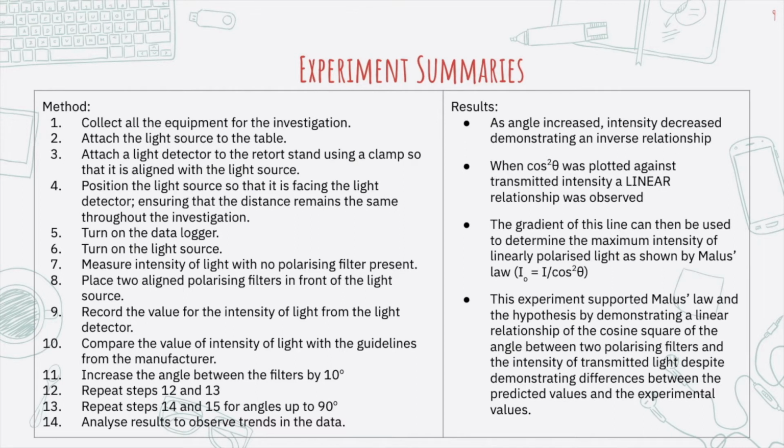So here we want to make sure that we discuss our results and what the implications of those results were. So we see here as the angle increased, the intensity decreased, demonstrating an inverse relationship. And it's important to pull out these relationships to discuss later in some potential questions. We should also try and tie this to any formula from the syllabus. So here we see that Malus' law can be used to show the relationship between the intensity and the cosine squared of the angle between the two lenses. And this should also produce a linear relationship.